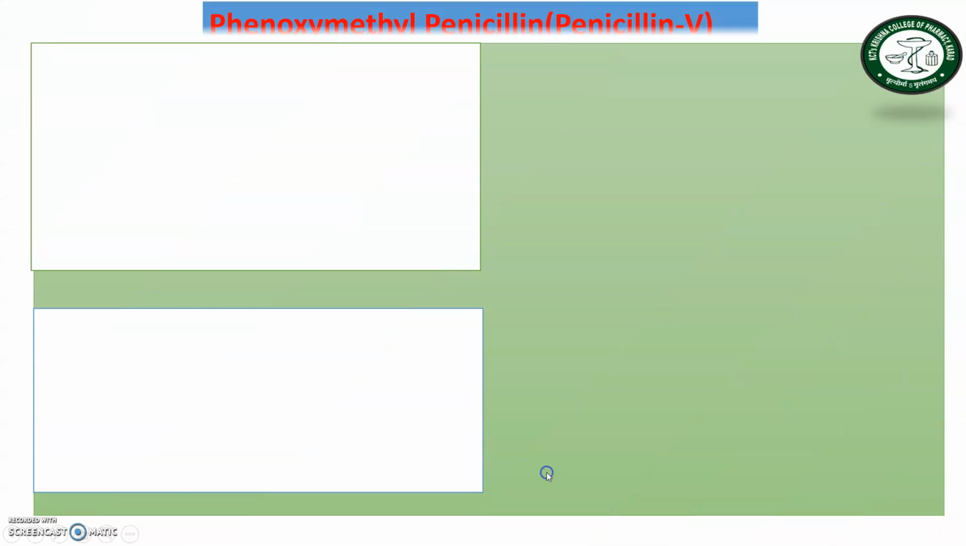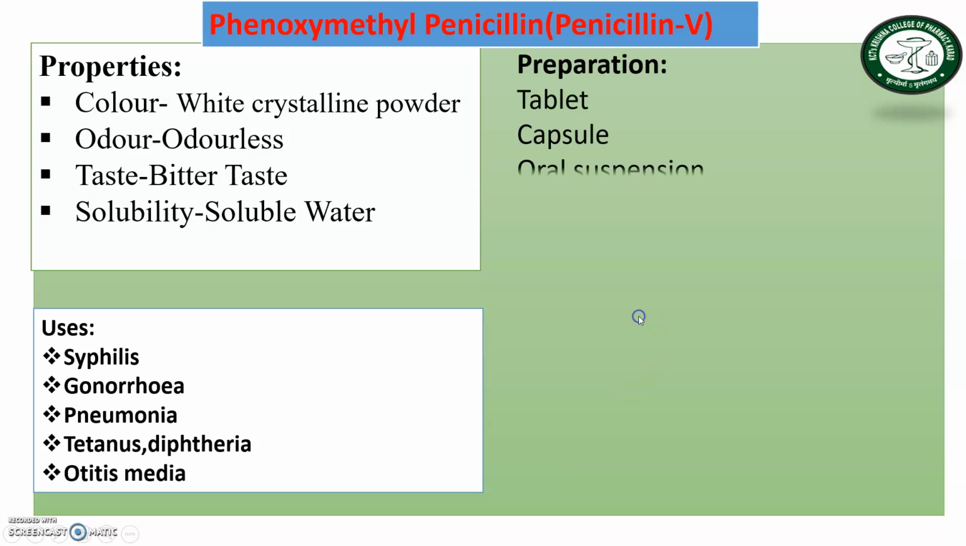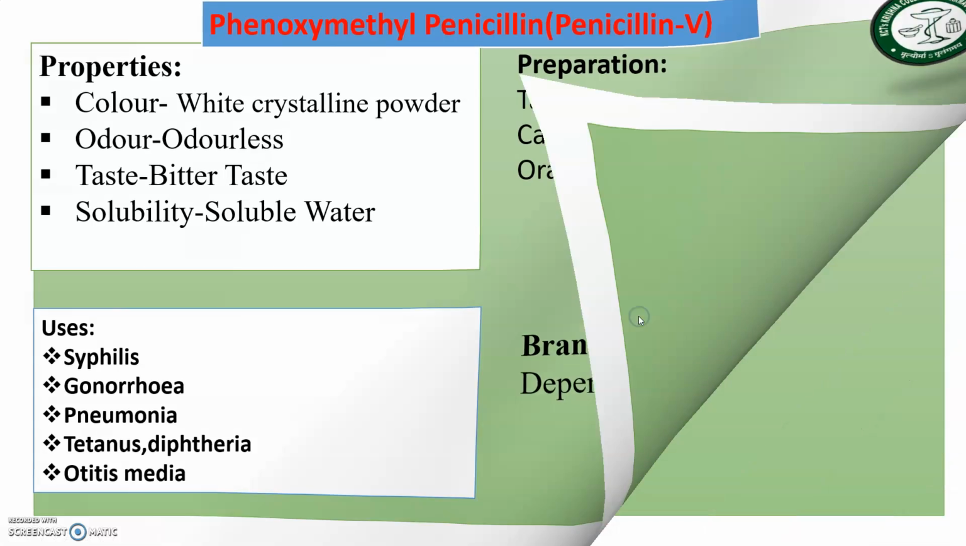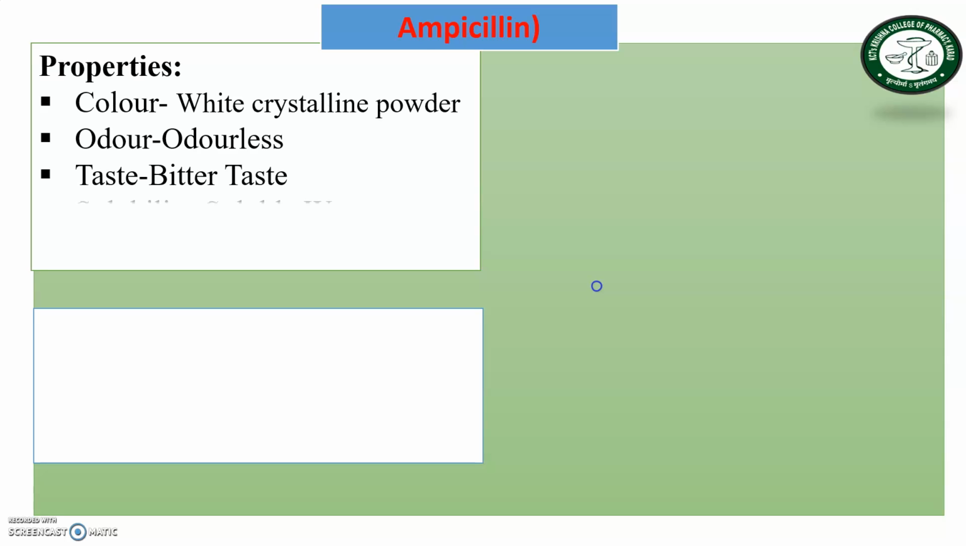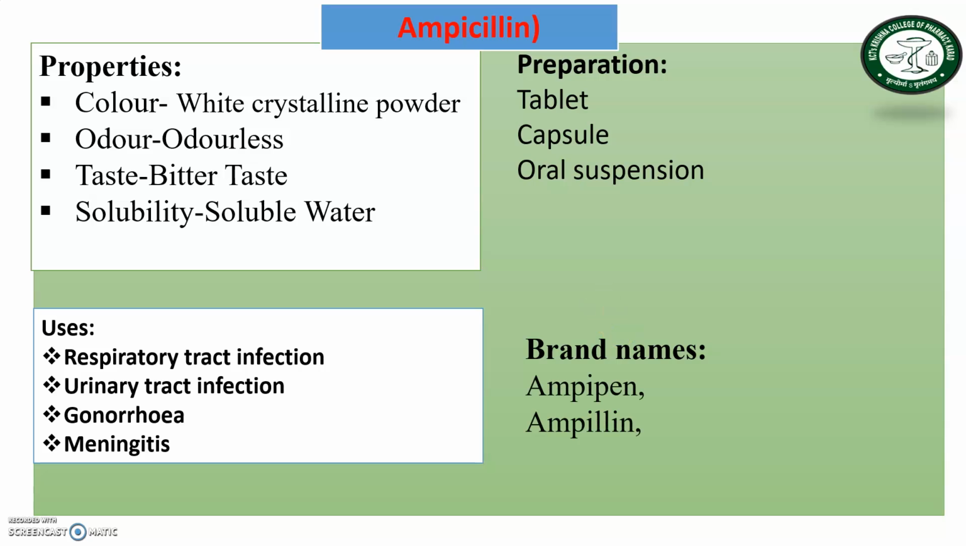Second drug is penicillin V: properties, uses, preparations, and the brand names of this drug. Next one is ampicillin: properties, uses, brand names. Okay, this is all about the three structures and three antibiotics. Now we move towards the next, broad spectrum antibiotics.